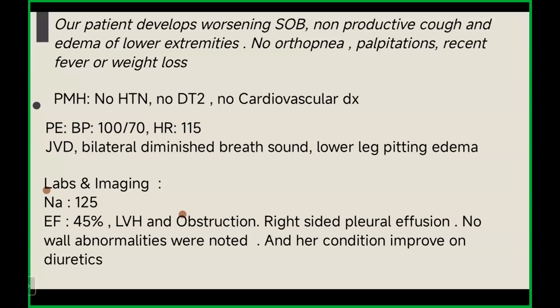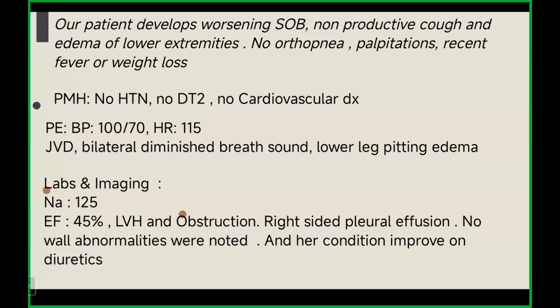Her lab and imaging were relevant for a hyponatremia at 125. An echocardiogram showed an ejection fraction of 45% with left ventricular hypertrophy and left ventricular outflow tract obstruction. She also had a right-sided pleural effusion, no wall motion abnormalities were noted, and her condition improved on diuretics.